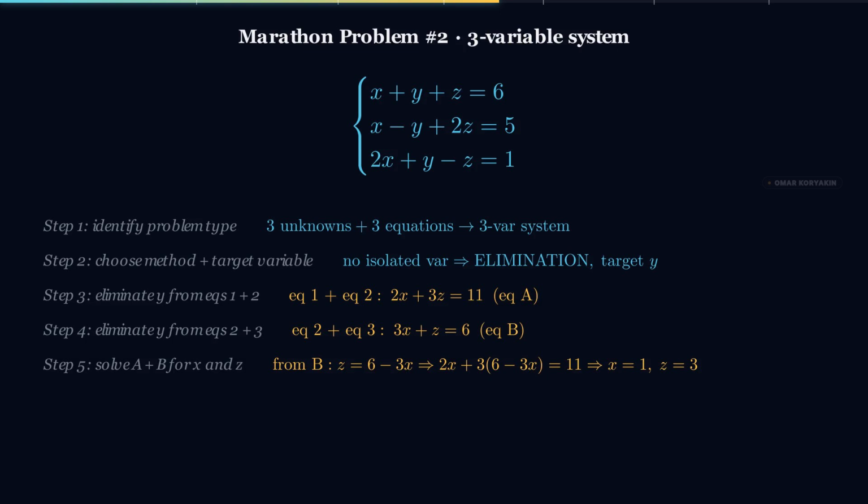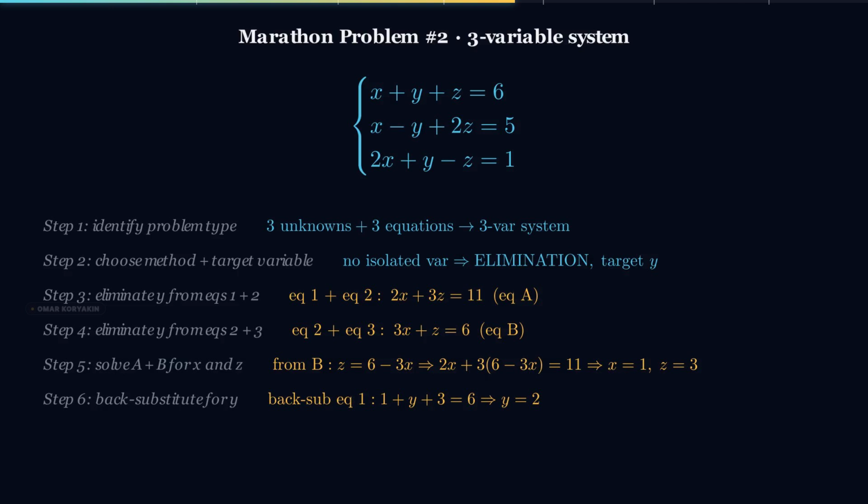Solve B for z: z equals 6 minus 3x. Plug into A: 2x plus 3 times (6 minus 3x) equals 11, which simplifies to 2x plus 18 minus 9x equals 11. Then negative 7x equals negative 7, so x equals 1. Back substitute: z equals 6 minus 3 equals 3.